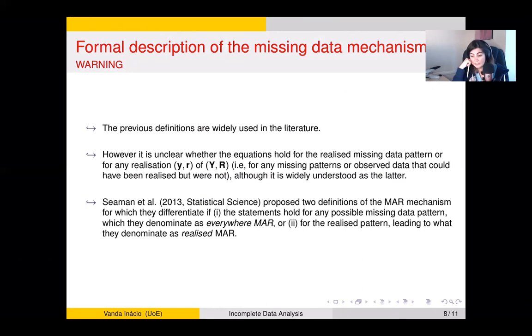And in particular, Simon and co-authors in 2013 published a paper in the journal Statistical Science, and the title of the paper is "What is Exactly Meant by Missing at Random?" In line with this ambiguity, whether the equations hold for the realized pattern or any possible realized pattern, they distinguish between statements that hold for any possible missing data pattern, which they call everywhere missing at random, or those that just hold for the realized pattern, the pattern that we observe, which leads to what they call realized missing at random.